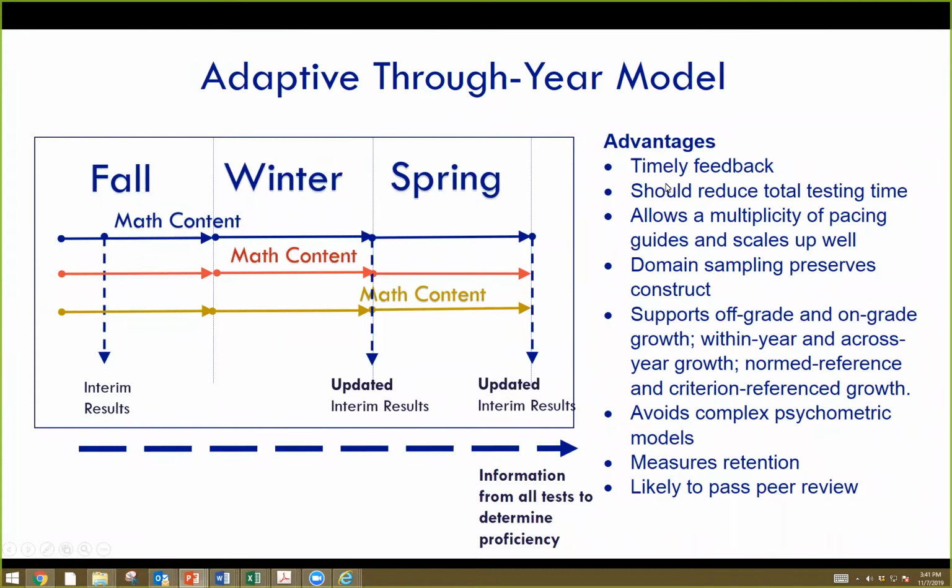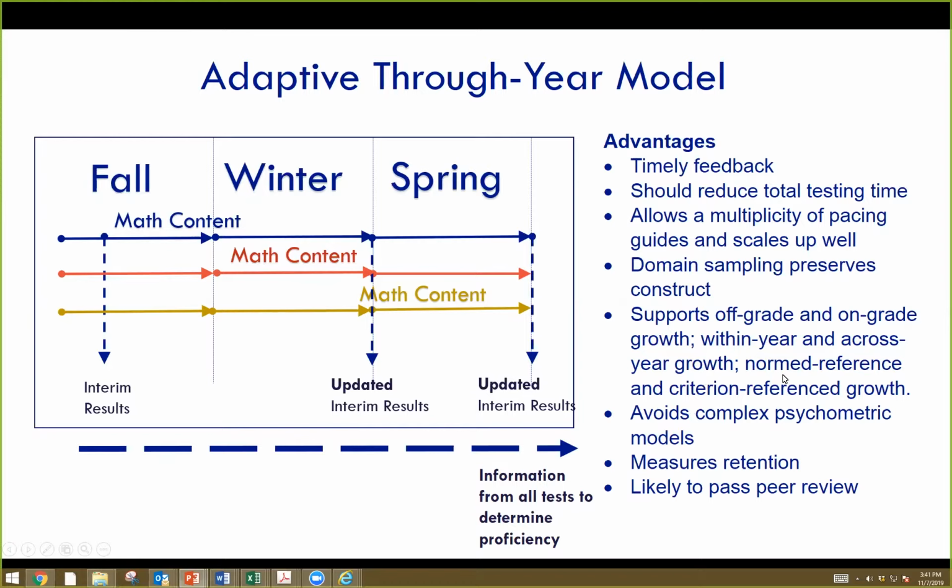So domain sampling preserves the construct. We continue to test pieces of everything as we move throughout the year. It allows for a multiplicity of pacing guides. Like I said before, it doesn't matter what order you teach fourth grade content and math. Whatever scope and sequence you use should be supported by this model. Additionally, it supports off-grade and on-grade growth, so we can look at year-to-year growth, and we can look at within year, so fall to spring growth.